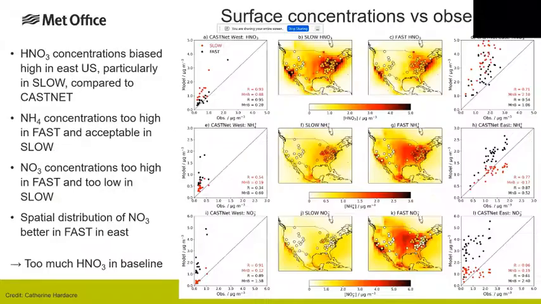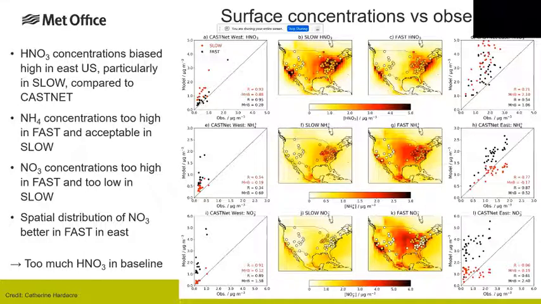So it's really important to use surface observations to validate the ammonium and nitrate concentrations, because it's really our only wide measurement network that we have. So we've been using the US network, CASTNET, to compare the nitric acid, ammonium, and nitrate concentrations. You can see that nitric acid is biased slightly high in the East US, particularly in slow, when compared to CASTNET. Ammonium concentrations are slightly too high in fast and slightly too low in slow, but both are acceptable.